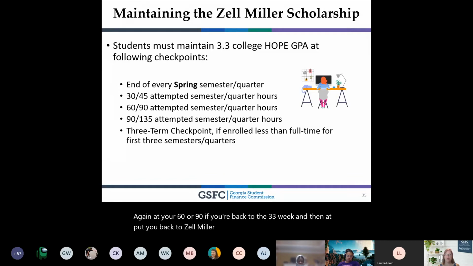You can only get your Zell Miller back once. Same as HOPE. If you lose it, you can get it back, but only once. If you are enrolling at an institution and you come in with the HOPE Scholarship, you can never go up to the Zell Miller Scholarship. Okay.